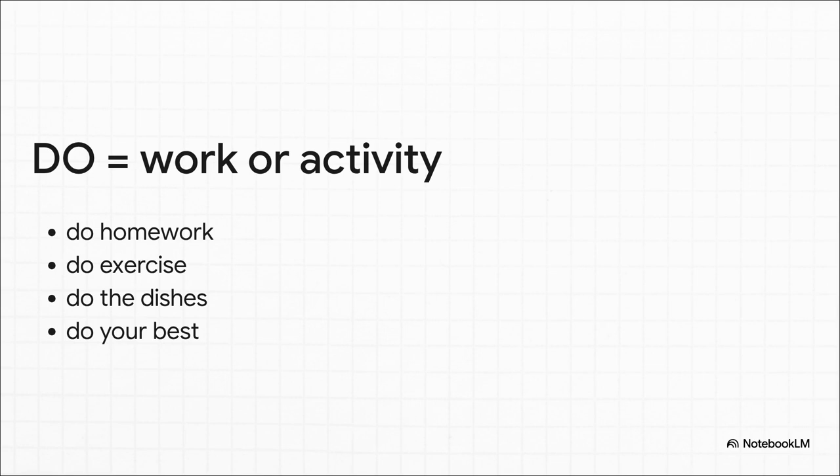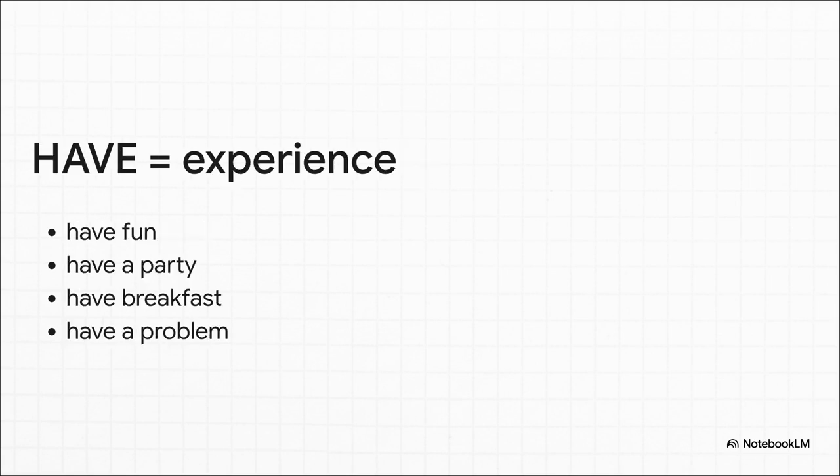Okay, now let's look at do. This verb is usually for some kind of work or an activity. So you do your homework. You do exercise. You do the dishes. All of these are tasks and activities. And our last one of the big 4 is have. We use have when we experience something. You have fun. You have a party. You can even have a problem. It's all about what you're experiencing.